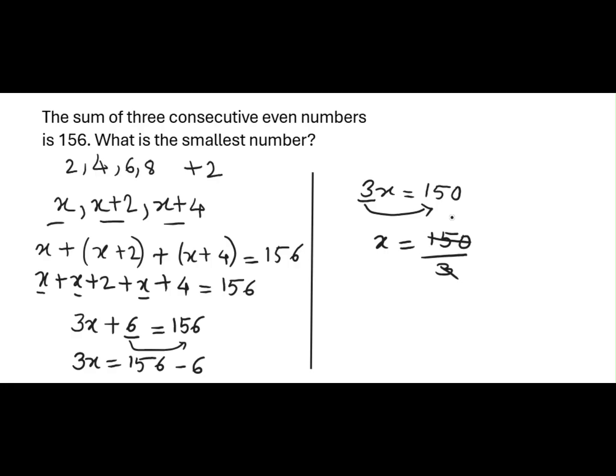It is easily divisible. If we don't consider 0 here, it is 15. So 15 can easily be divided by 3, we will get 5 and then we will add on 0. So it is 50. So x is equal to 50. This is the smallest number. The next numbers will be plus 2 and plus 4. So they are obviously bigger numbers. So we have got the answer. We don't need to solve anything else.